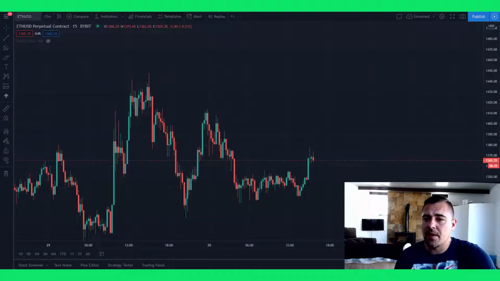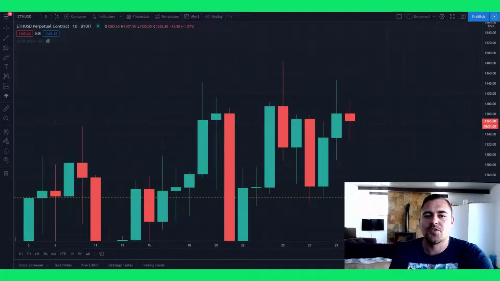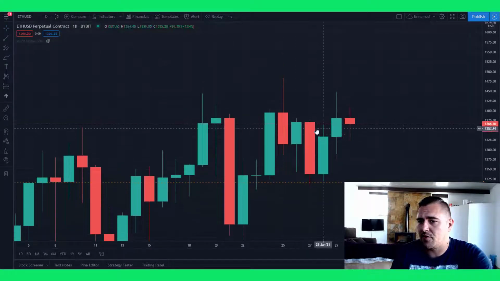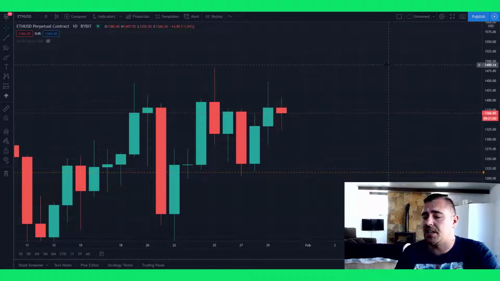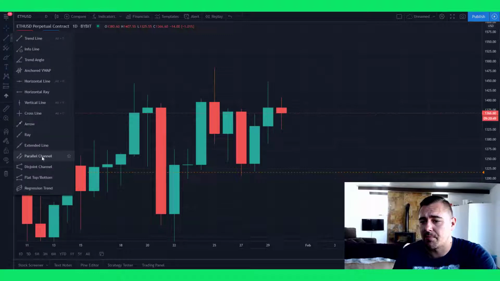So over on Ethereum, you switch over to the daily chart. To help you set this up yourself, you switch over to the daily view. This is on Ethereum, but you would do exactly the same thing on BTC or whatever else you want to frame. Then in the top left hand corner, you will see the trend line. Click on the arrow to go down to parallel channel.